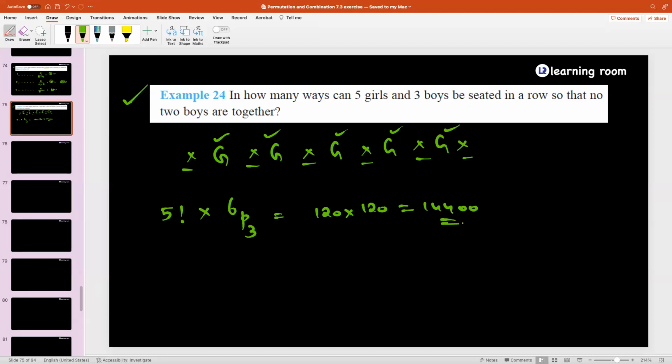First, 12 square is 144, so 2 zeros. Is the point clear? Yes, sir. Perfect.